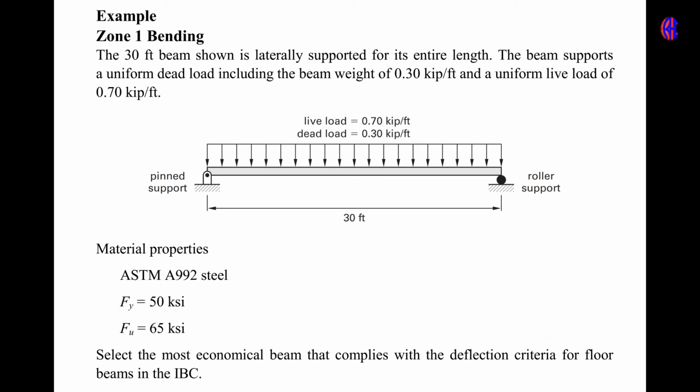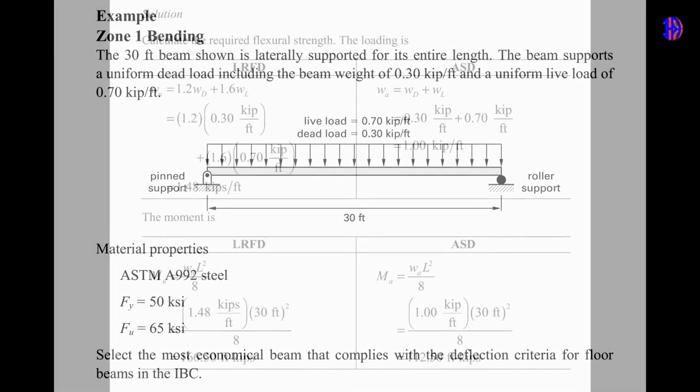Example: Zone 1 bending. The 30 feet beam shown is laterally supported for its entire length. The beam supports a uniform dead load including the beam weight of 0.30 kip per foot and a uniform live load of 0.70 kip per foot. Material properties. ASTM A992 steel. Fy equals 50 ksi. Fu equals 65 ksi. Select the most economical beam that complies with the deflection criteria for floor beams in the IBC.